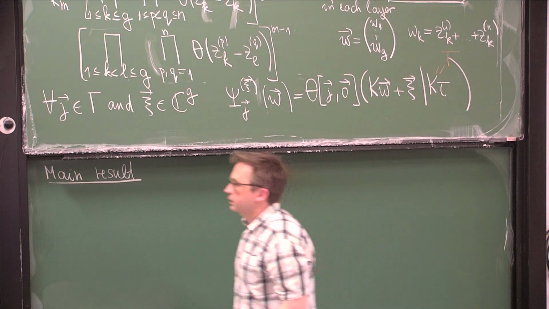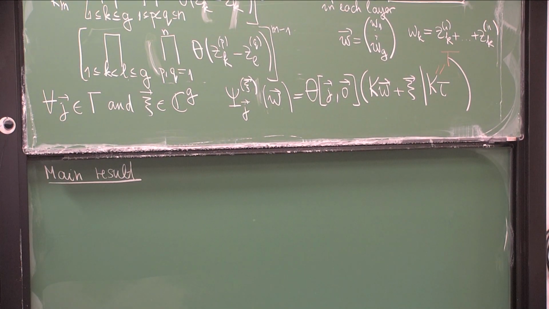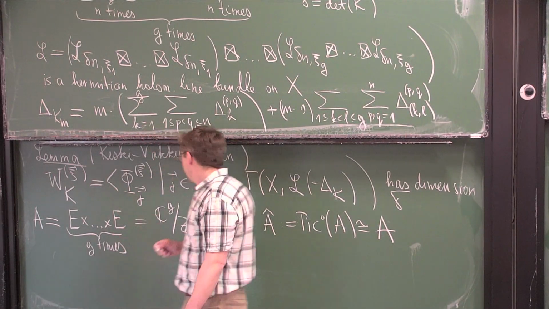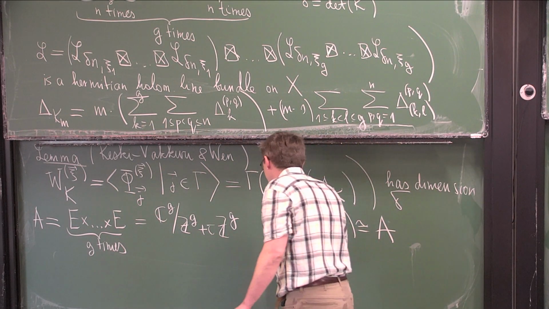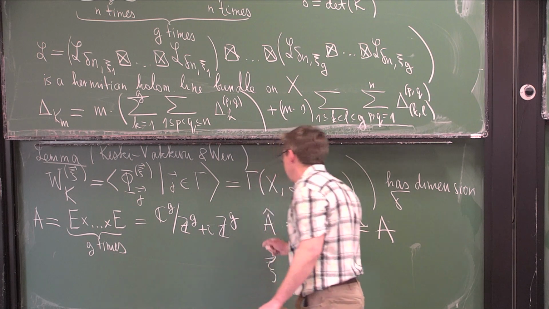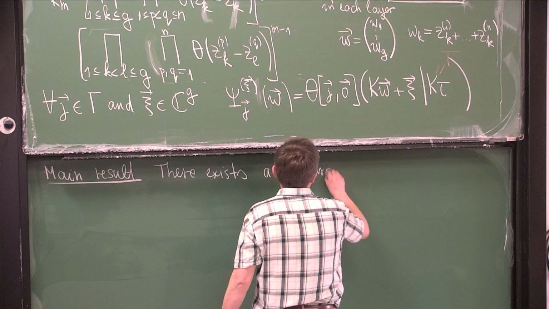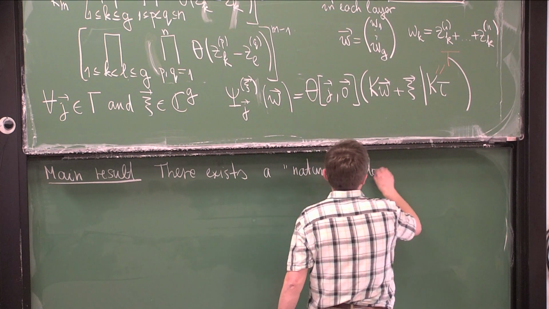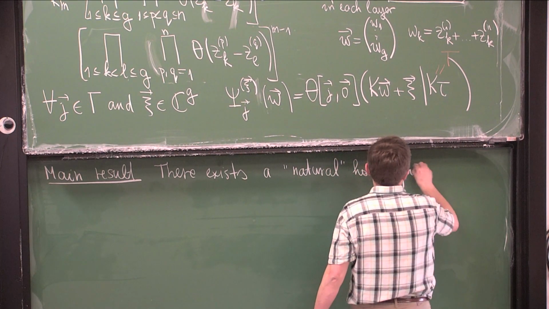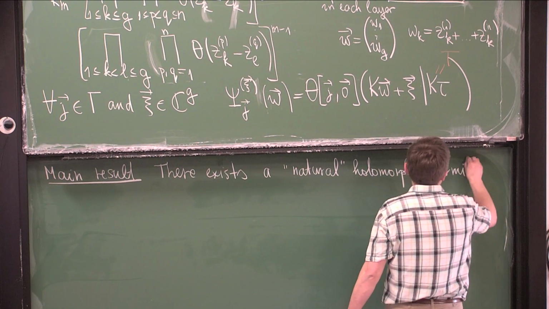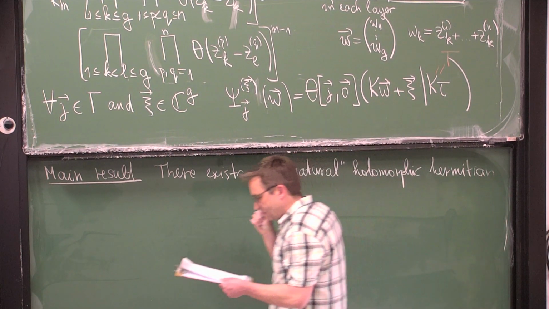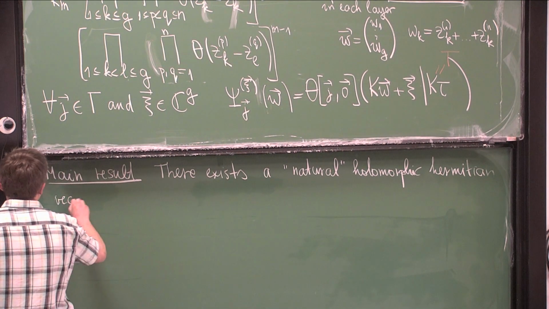So we have this vector space depending on the parameter xi, and I let my xi be my dual torus. And then the statement is that there exists a natural holomorphic Hermitian vector bundle here.